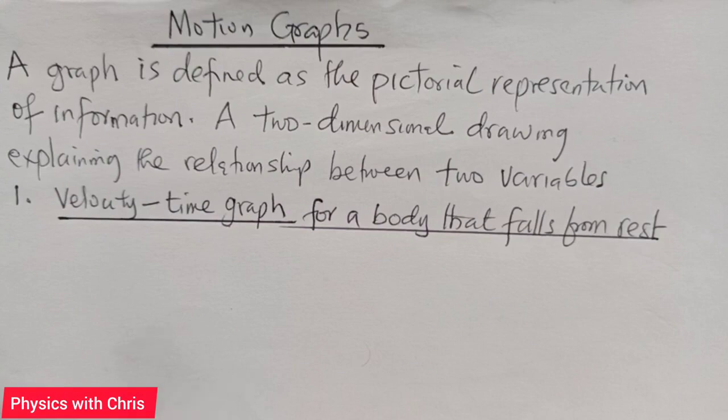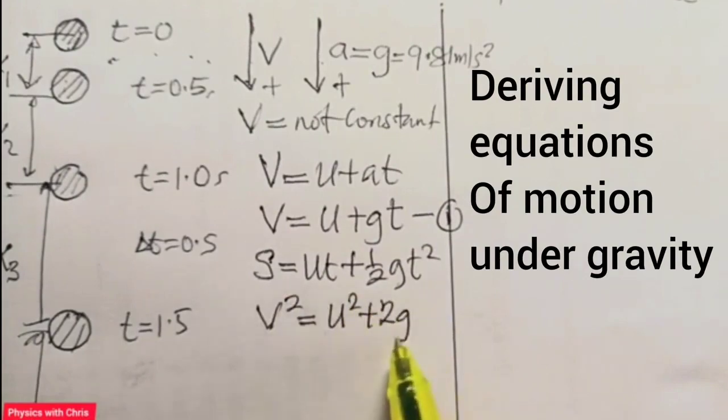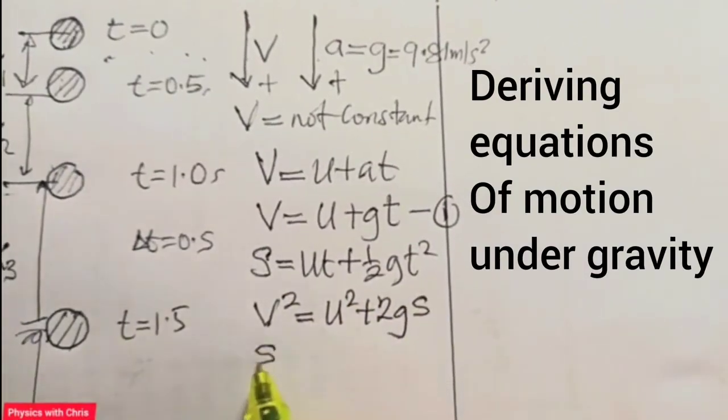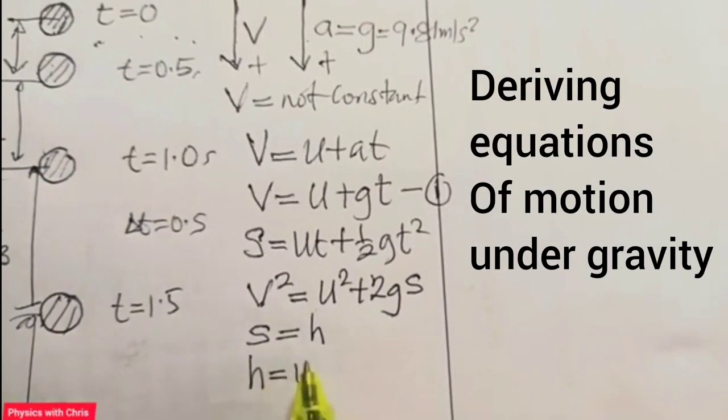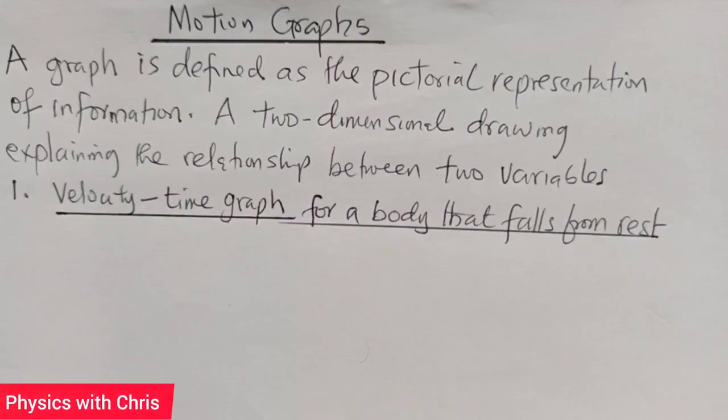In this video, I'll be talking about motion graphs, still under the topic motion under gravity. In my previous video lessons, I've used the mathematical approach to explain the motion of a body under gravity, when a body is falling from rest under gravity, or the motion of a body that is projected vertically upwards. We have derived or applied the equations of motion to them. The first equation, v is equal to u plus at or gt, and so on and so forth.